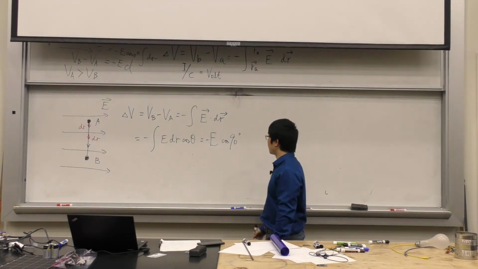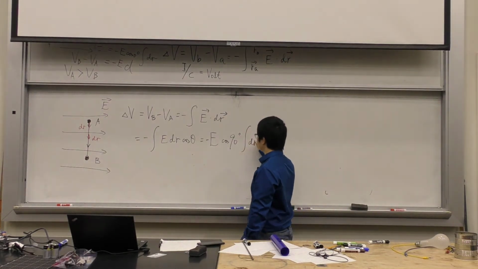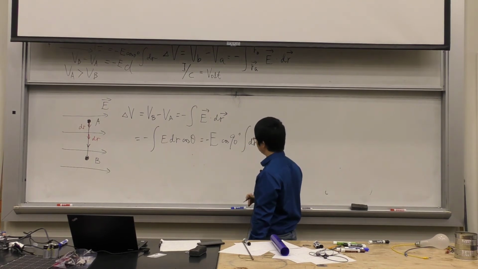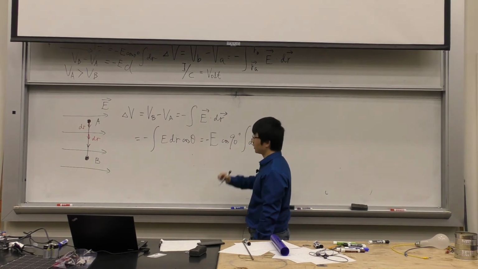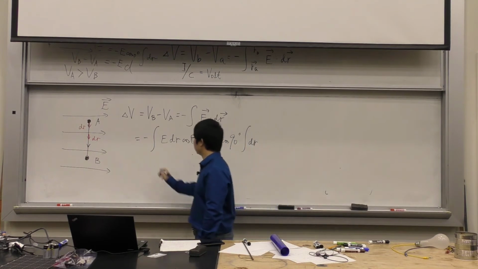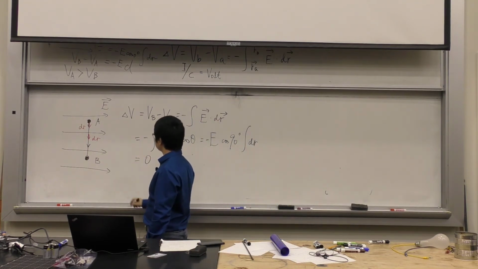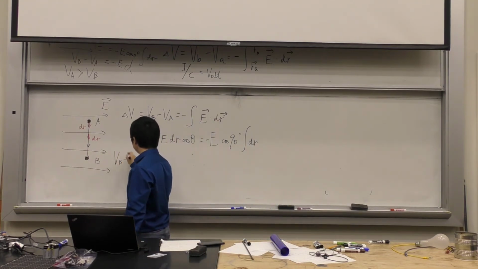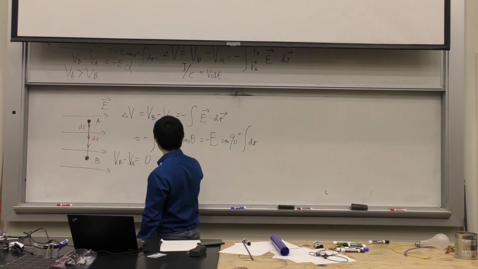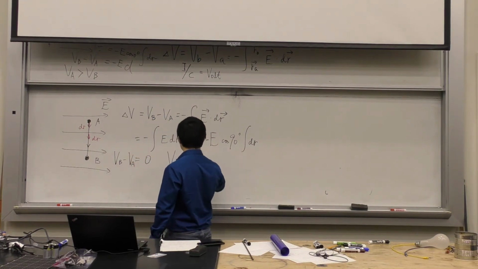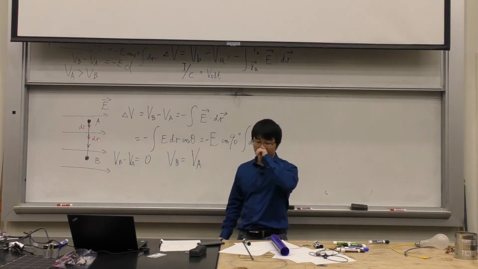It's not a variable. Now I don't even need to do anything, right? This cosine 90 is going to take care of everything: 0. So that means VB minus VA equals 0, so VB must be equal to VA. So that's our second conclusion, a special case.